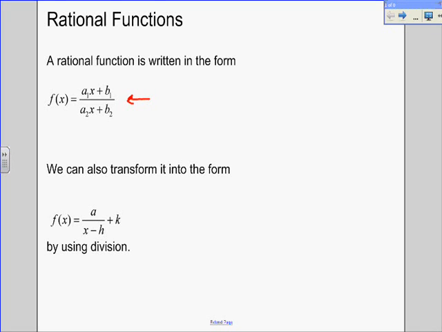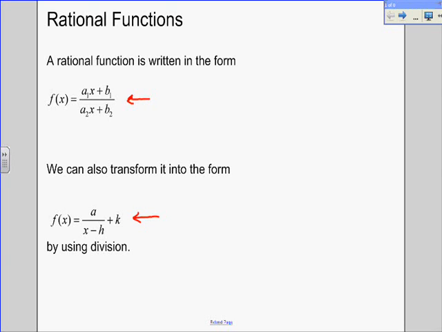However, that is not the form that we want to use the most often. We actually like to use this one the most often, because we know from our previous videos that the values of a, h, and k, those parameters, tell us a lot about the graph of our function, and it allows us to compare different rational functions. So we really want to be able to get into this second format here.